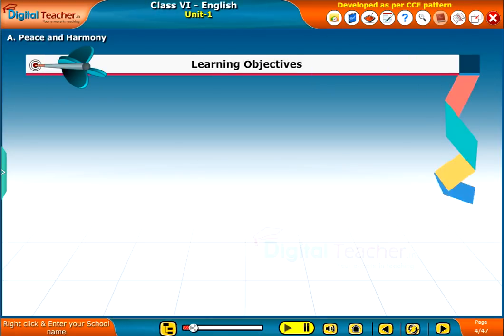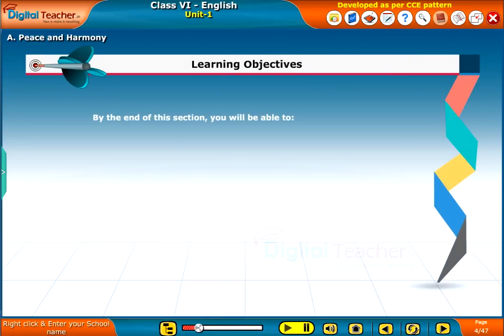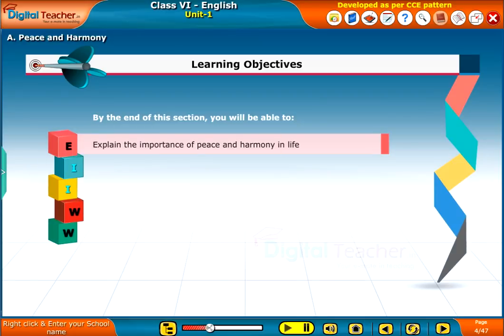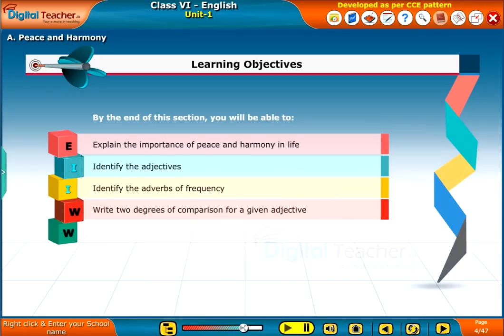Learning objectives. By the end of this section, you will be able to explain the importance of peace and harmony in life. Identify the adjectives. Identify the adverbs of frequency. Write 2 degrees of comparison for a given adjective. Write the script to compare a program.